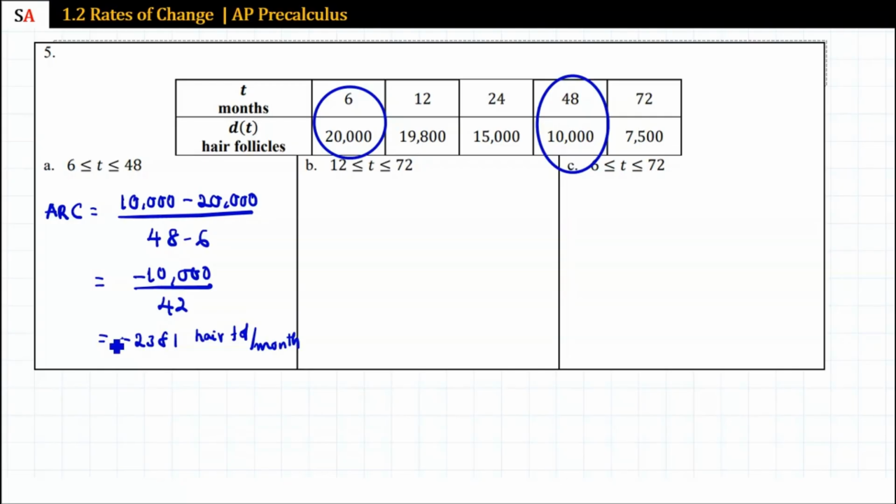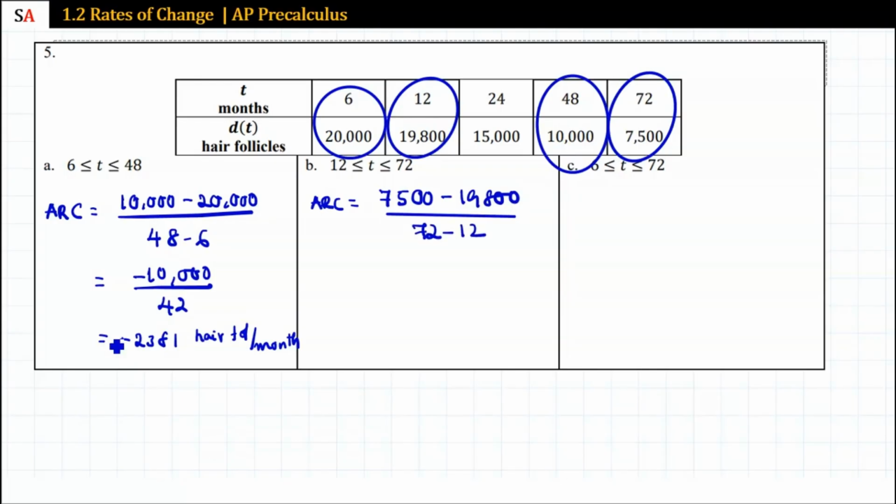Here, from 12 to 72, the corresponding y values are 19,800 at 12 and 7,500 at 72. So the average rate of change is y2 minus y1, which is 7,500 minus 19,800, over 72 minus 12. Okay, so you can plug into this and find the value.